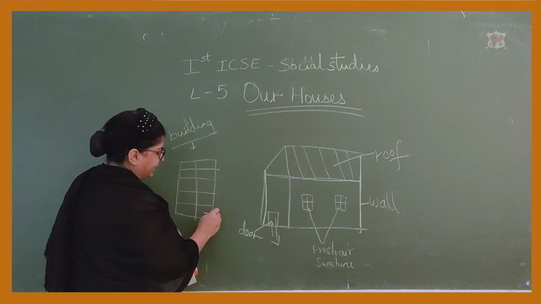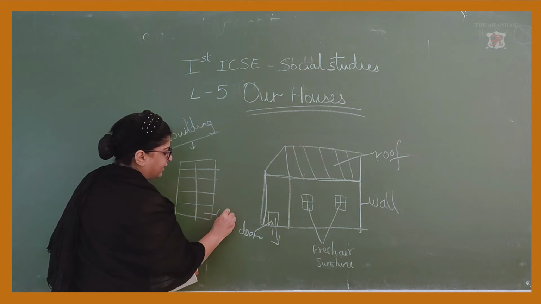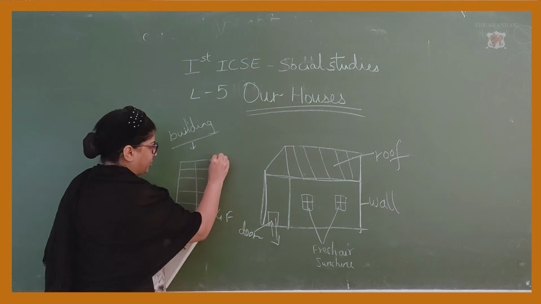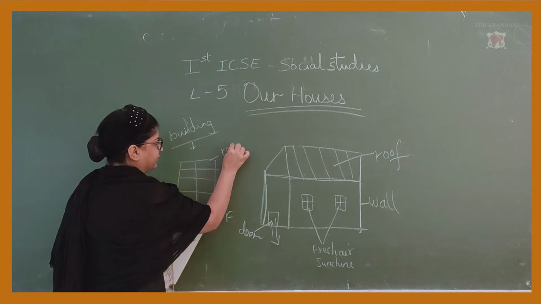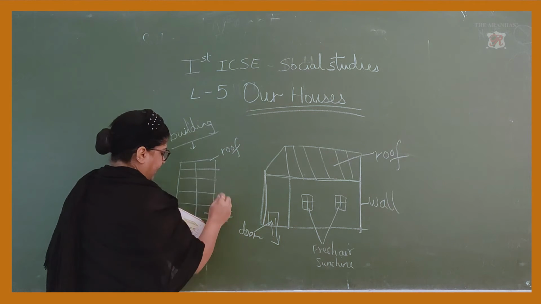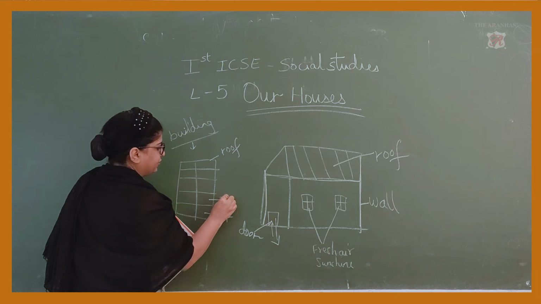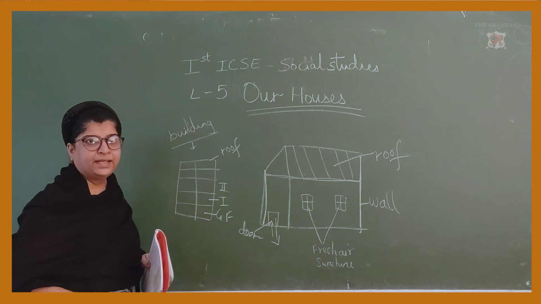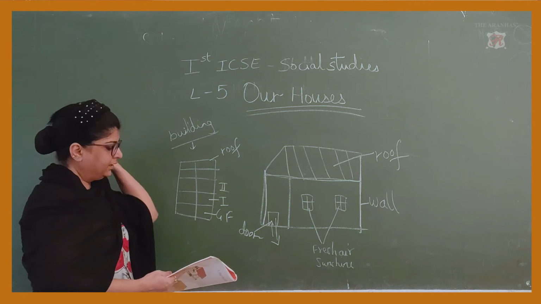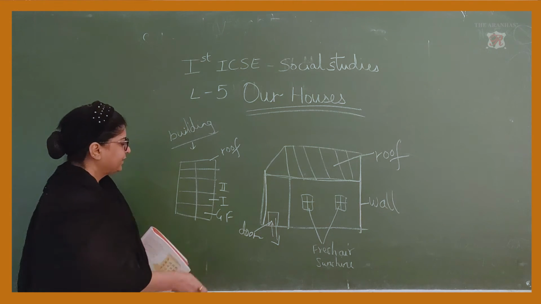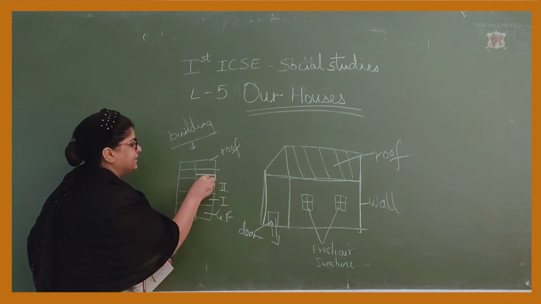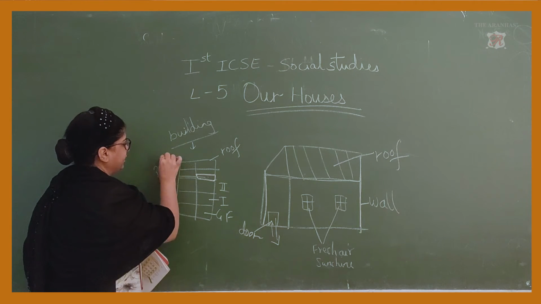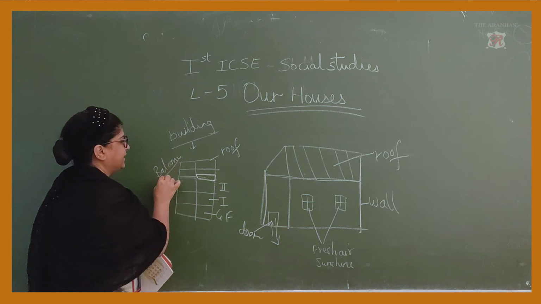The last is called the ground floor. The top is called the roof. Next comes the first floor, then the second floor, and it goes according to how big the building is. Even a house may have a balcony, a balcony to let fresh air come inside.